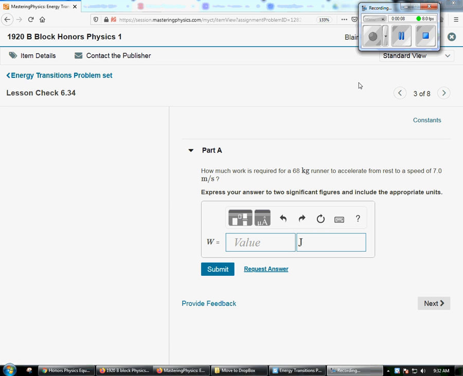Alright, so number 3 was requested. How much work is required for a runner to accelerate from rest to a speed of this? Stretch answer. Alright.